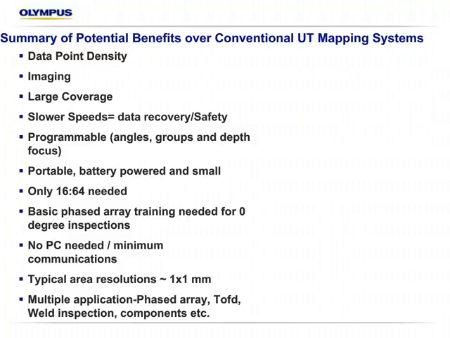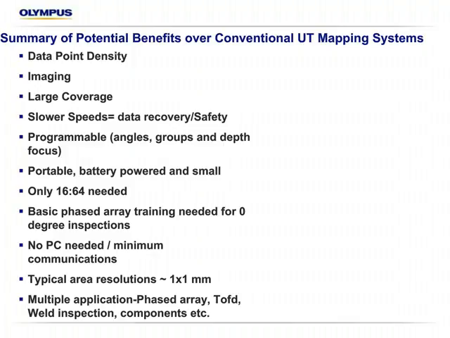So the summary of the benefits, we went through most of these, but just to summarize, again, I can't emphasize data point density enough. Imaging, especially for non-general wall thinning, but some of the unique damage mechanisms and be able to catch those, the imaging is great. Very large coverage with the phased array probe. The ability to move at slower speeds with large acquisition, which means data recovery and also safety. Very programmable and flexible. The angles, the groups, the depth focus really gives us a good chance at assessing corrosion correctly. Very portable, battery-powered and small with limited communications.